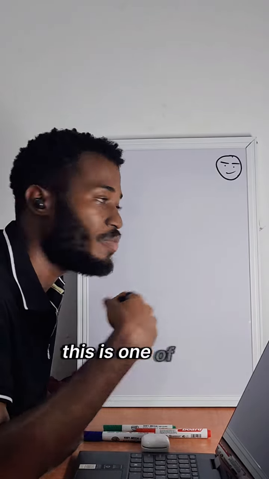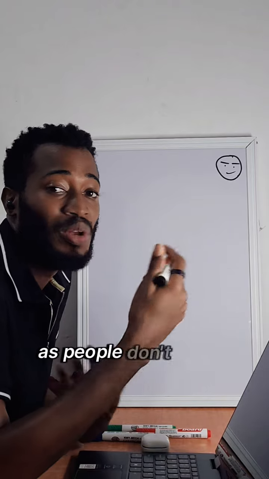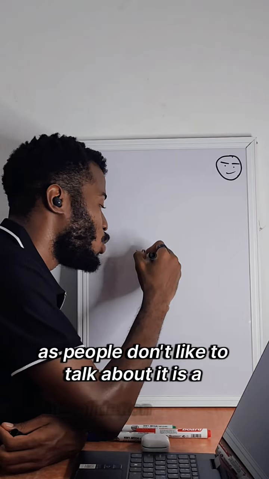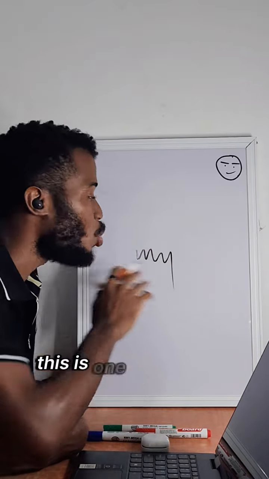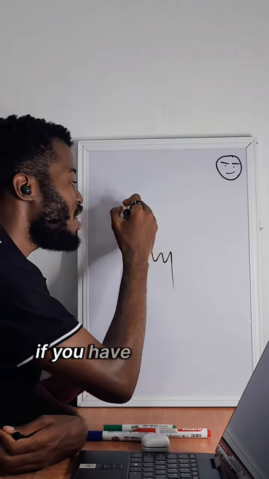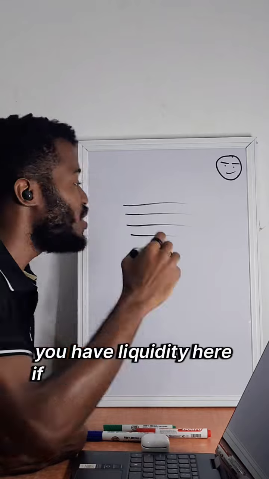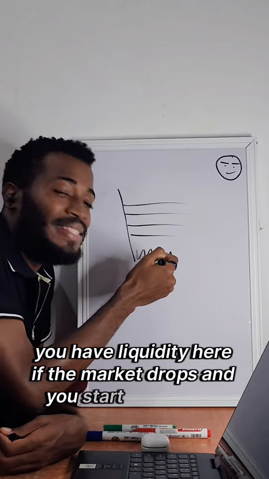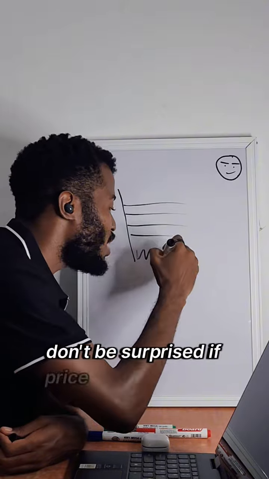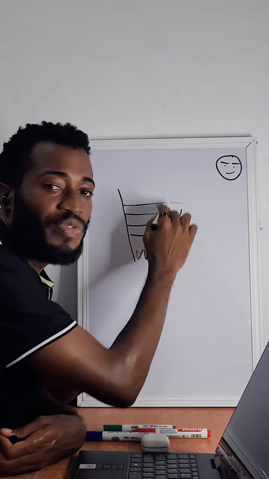Another way you can enter, this is one of my favorite ones because I discovered it myself as people don't like to talk about it, is a consolidation breakout. This is one of the most powerful. Listen, if you have a fair value gap here, another fair value gap here, you have liquidity here. If the market drops and you start seeing this, don't be surprised if price does not come back into any of those points of interest created above.